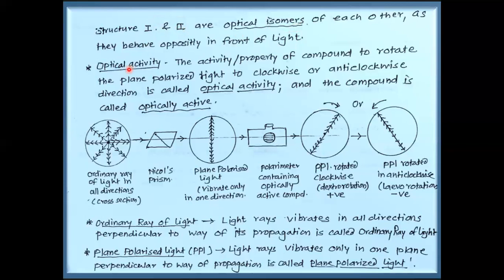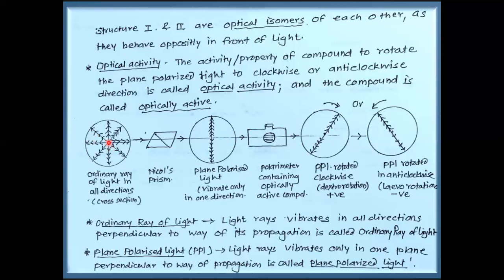What is optical activity? The activity or property of a compound to rotate the plane polarized light in a clockwise or anti-clockwise direction is called optical activity, and the compound is called optically active. To understand all these terms and concepts in optical activity, we will look at this figure.